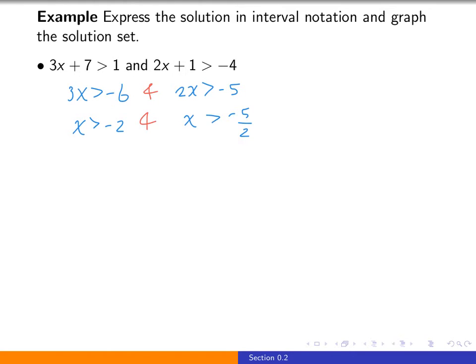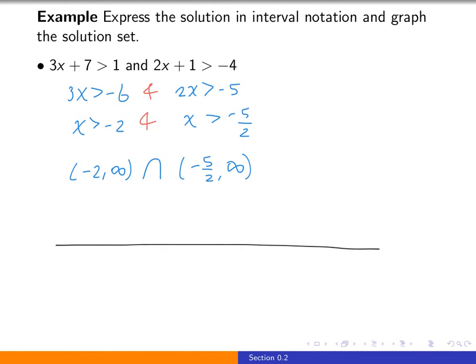So to write down our solution, we're thinking x is bigger than minus 2, so that would be minus 2 to infinity. And whenever we say and, that becomes an intersection symbol. X is greater than minus 5 halves, so minus 5 halves to infinity. And putting this on a number line, we have minus 2 and minus 5 halves.